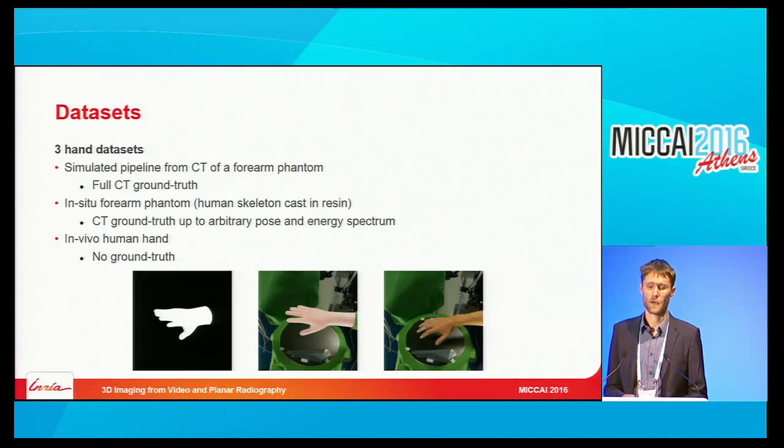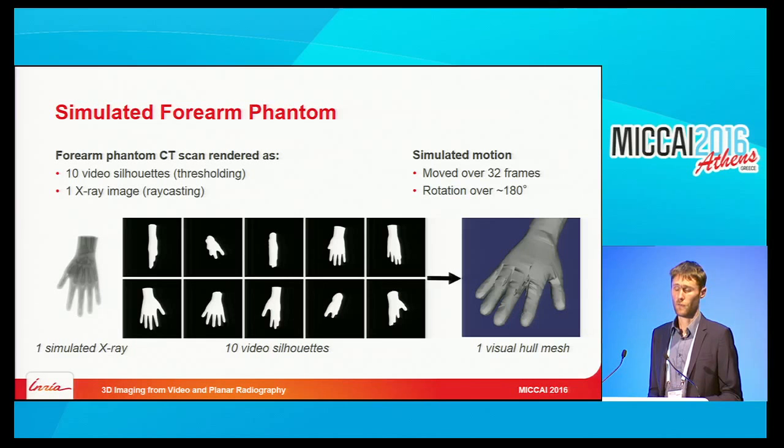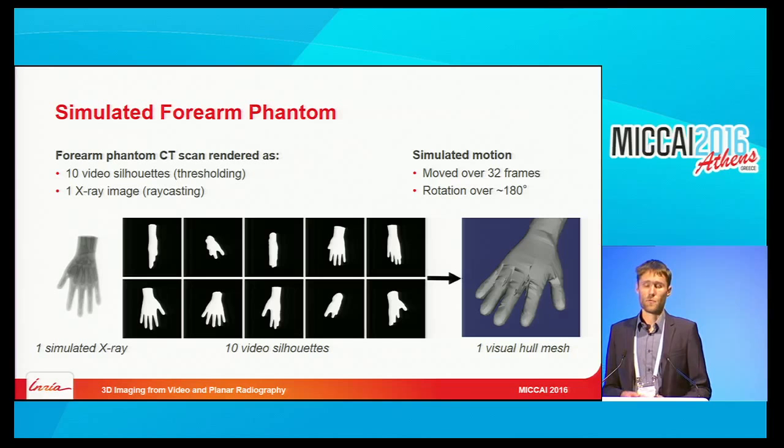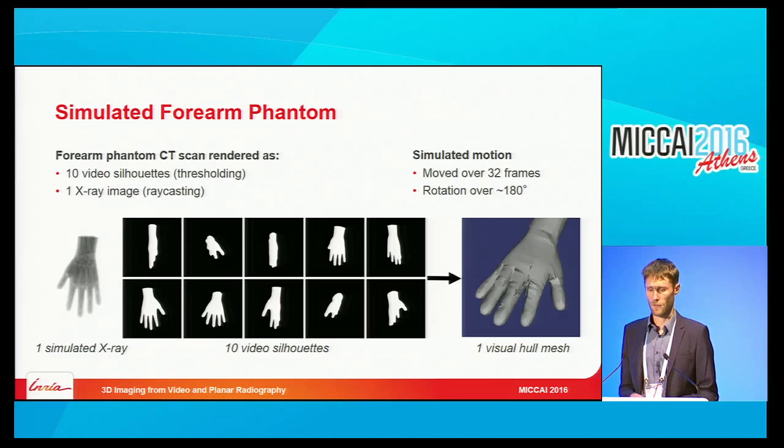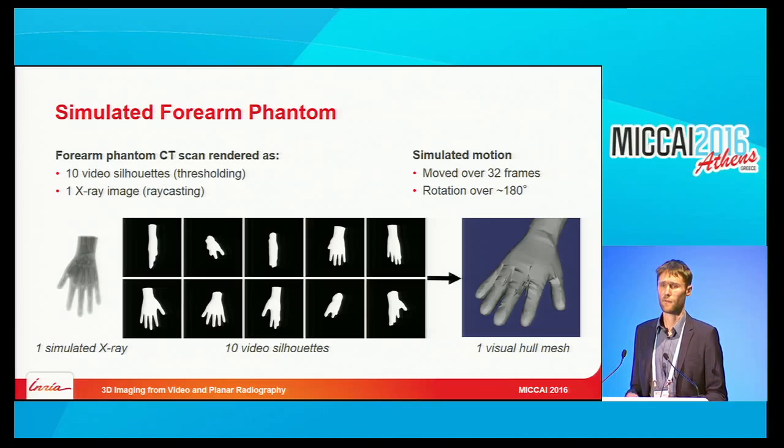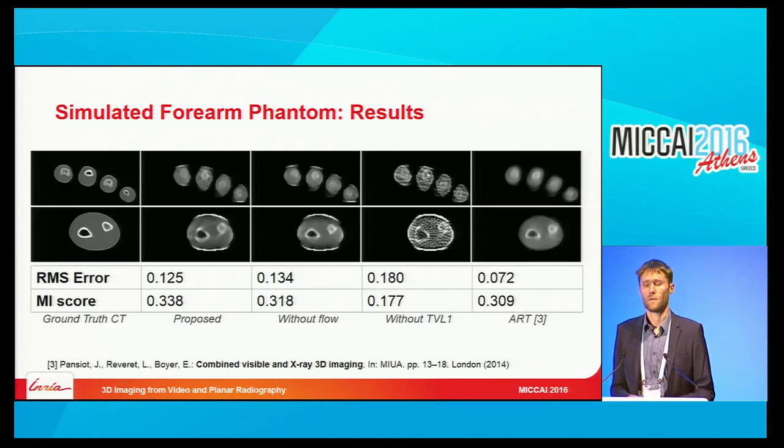So first, we simulated the whole pipeline. That is, we used our CT scan. We render a simulated X-ray using ray casting. We render 10 video silhouettes. We didn't render full videos. We don't need that. That's enough to get a visual hull mesh. We rotated roughly around 180 degrees over 32 frames by hand, so it's nothing very precise. And then we get the following result.